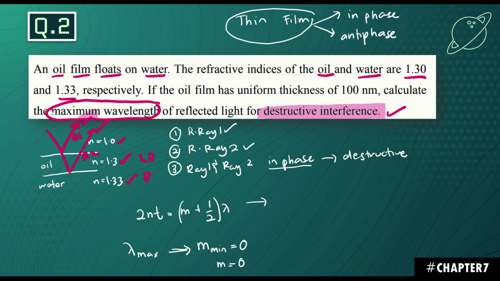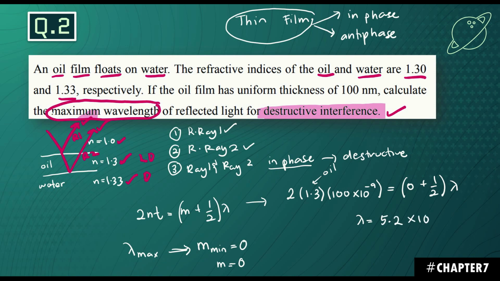Now we do the substitution. 2n, the refractive index to be substituted here is for your thin film. In this case, we choose oil as our thin film. t is 100 nanometer. m is 0 plus half, lambda. Then as usual, you do your calculation using your calculator. Then you will get lambda is 5.2 times 10 to the minus 7 meter, which is equal to 520 nanometer.